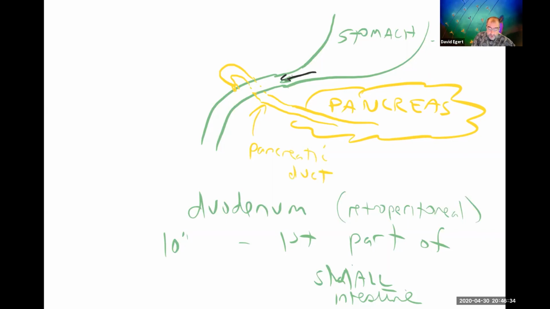And it's going to dump, what is it going to dump? Let's talk about what the pancreas makes. So the pancreas makes two things. It makes bicarbonate juice. So bicarbonate is basically baking soda.